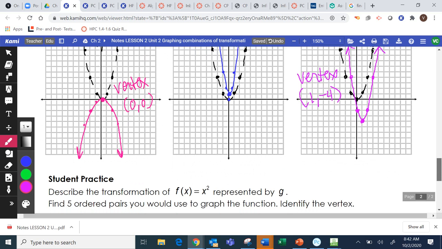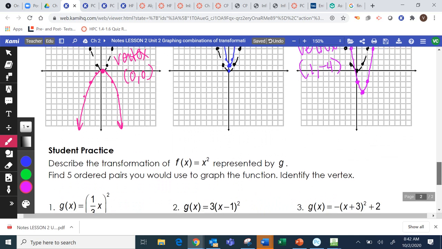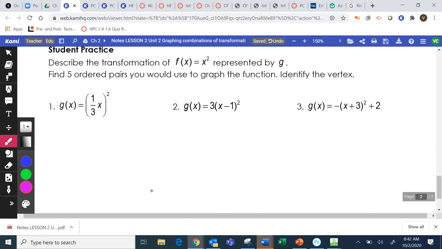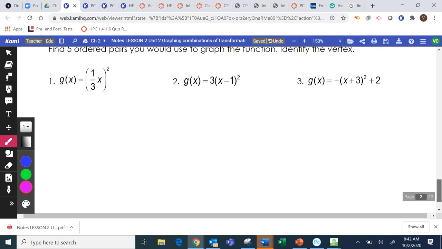So you guys are going to take some time. I'm going to pause the video. You're going to describe the transformations, and then you're going to make your table and say the vertex. You don't have to do the actual graphing.